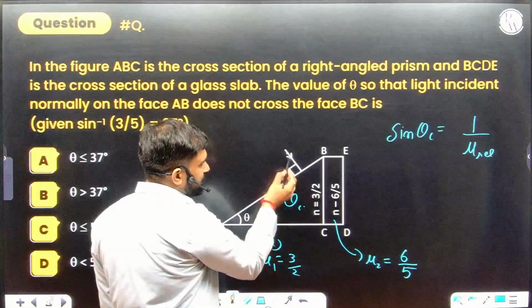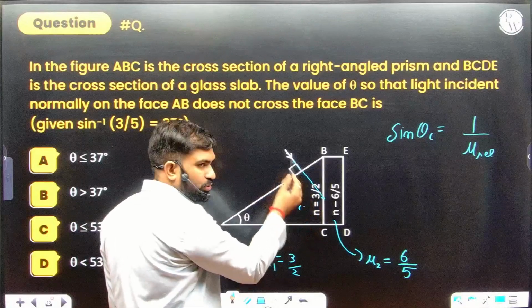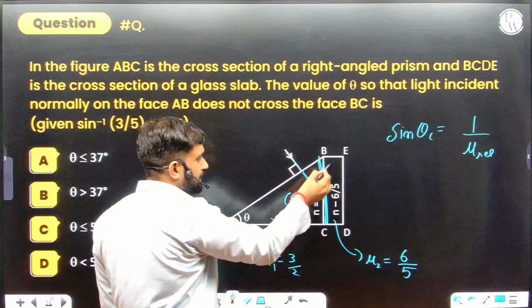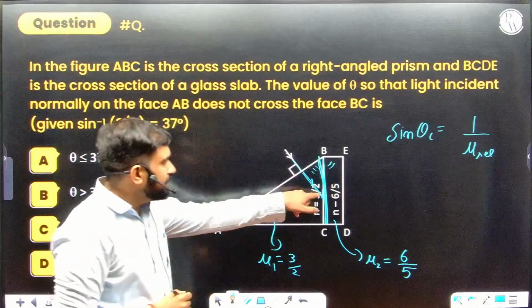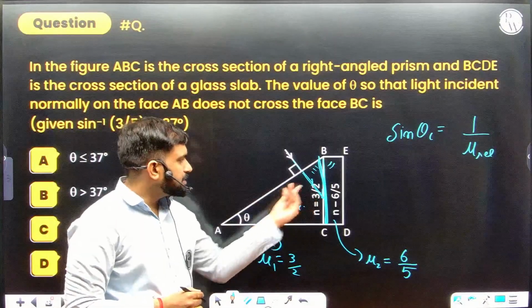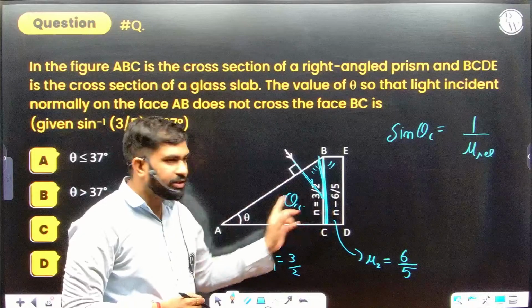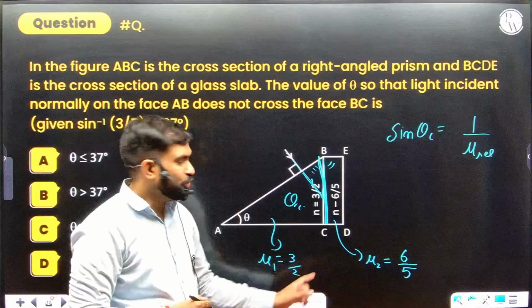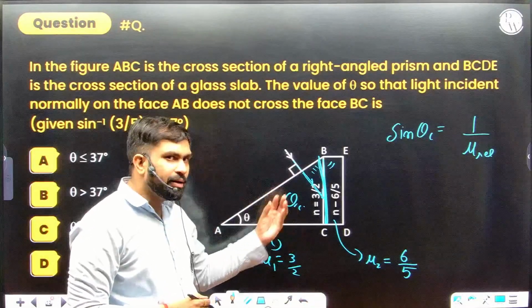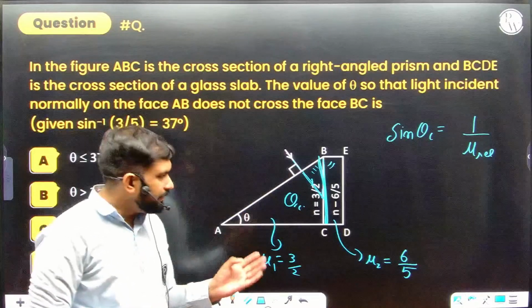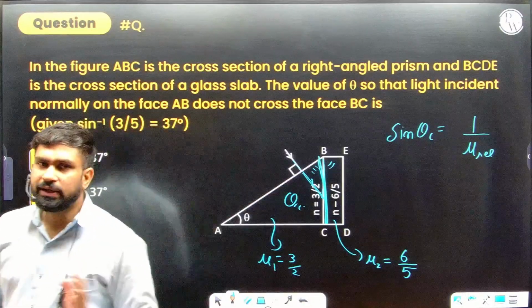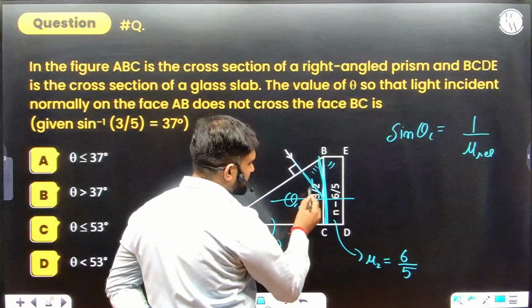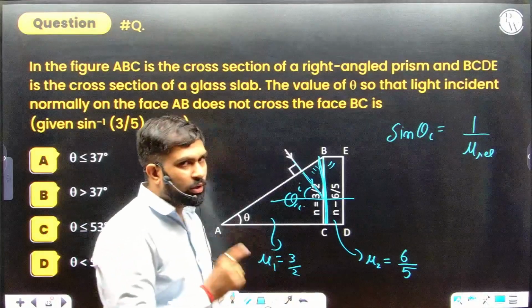Now see, if this light ray is incident like this, it's going to strike the boundary of the prism and glass slab. These are two different media. At this boundary, I'll look at the refractive indices of the glass slab and the prism. This is 1.5, this is 1.2, correct? So the glass slab is rarer and the prism is denser. A light ray going from denser to rarer can suffer TIR if the angle of incidence is greater than theta c. So if this angle is greater than theta c, I am going to get TIR.